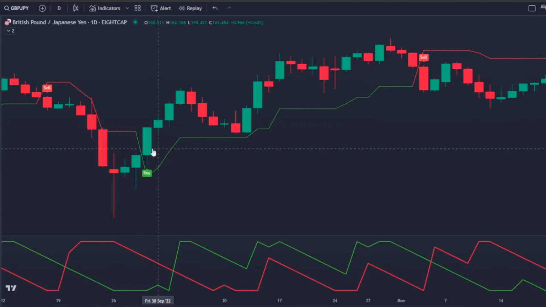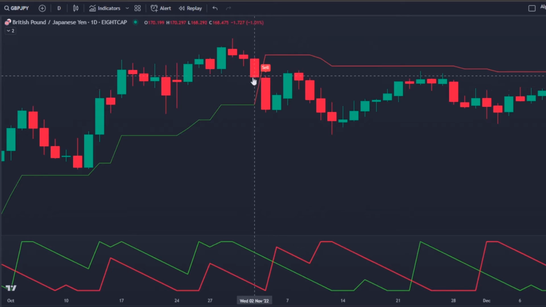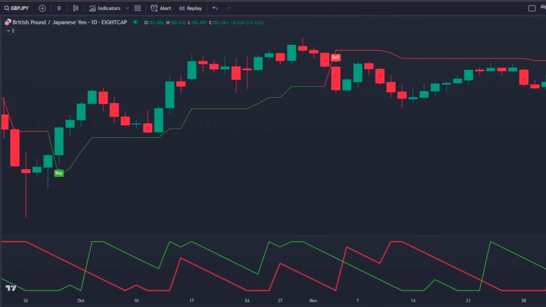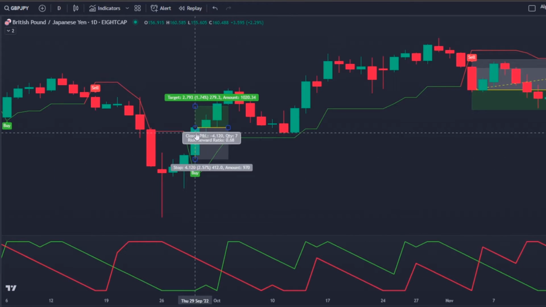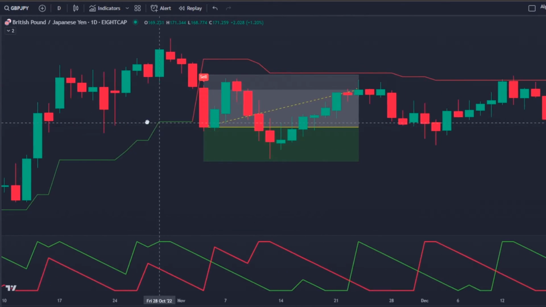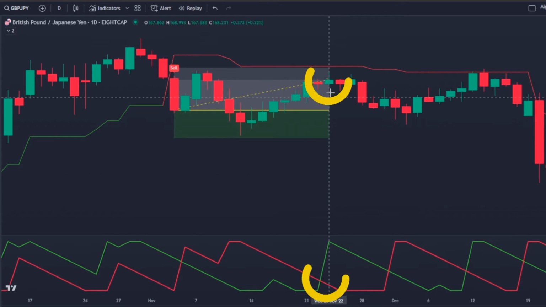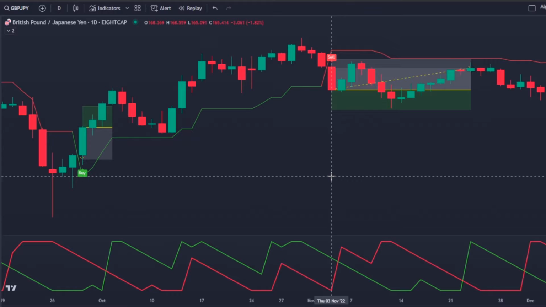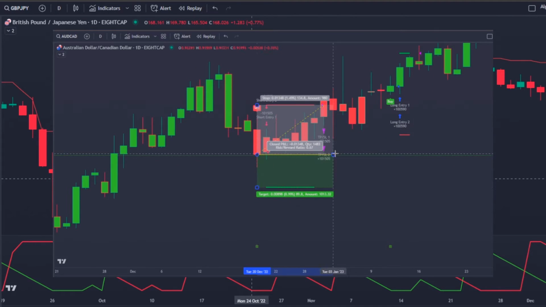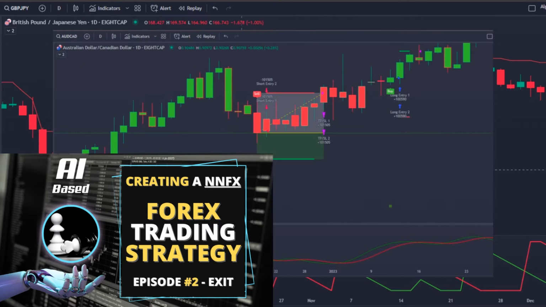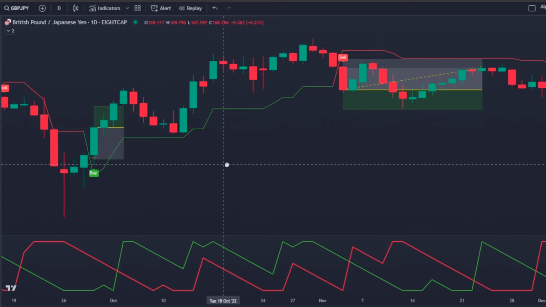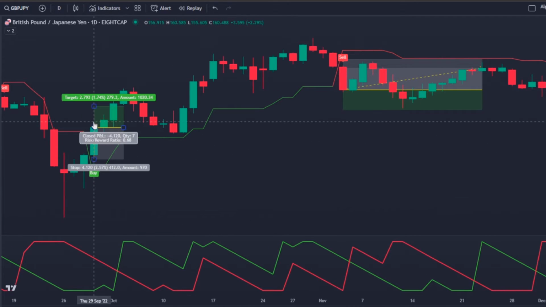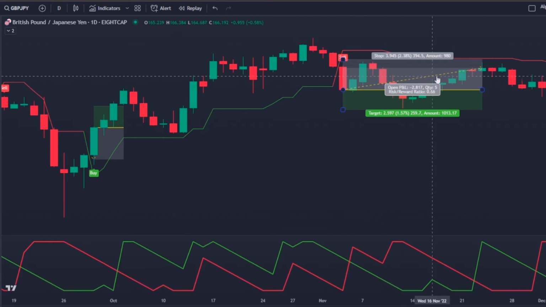For a long position, the UT bot has to give a buy signal, and for a short position, it has to print a sell signal on the chart. Then we exit a trade if our stop loss or take profit are hit, if the UT bot prints a new signal, or if the Arun gives a signal in the opposite direction of our trade. I won't talk much more about the exit criteria because you can check out all the details in the second episode of this series. And here you can see two valid trades. The first one was a profitable one, but the second one was a loser.